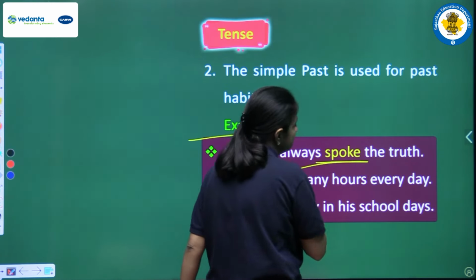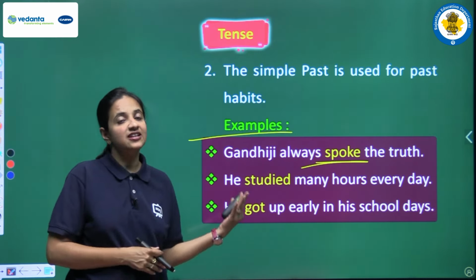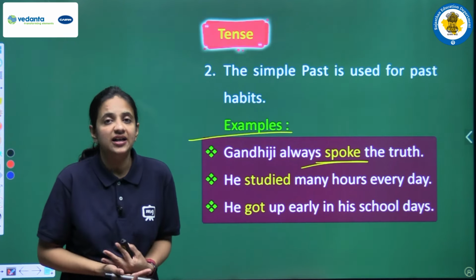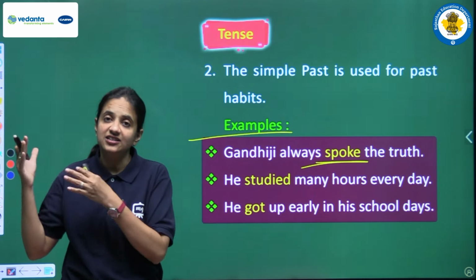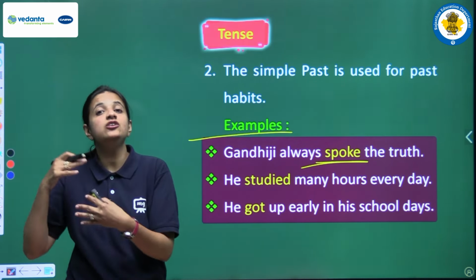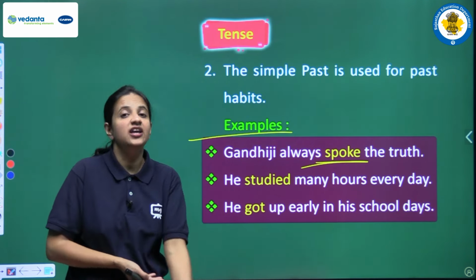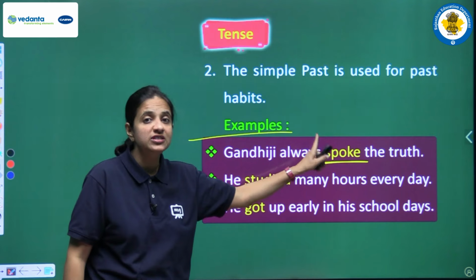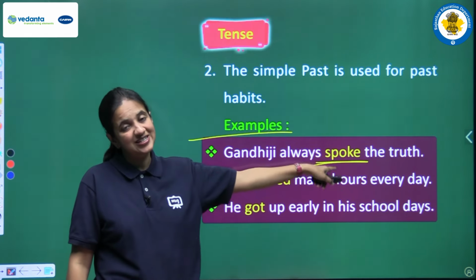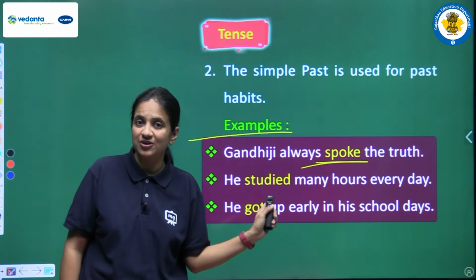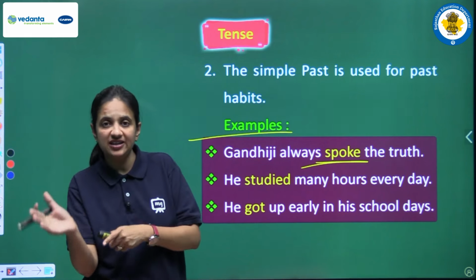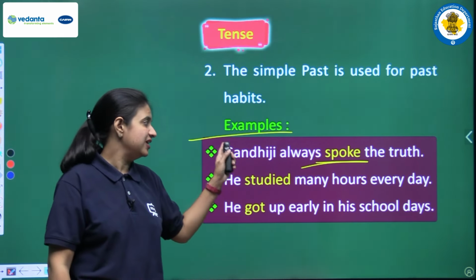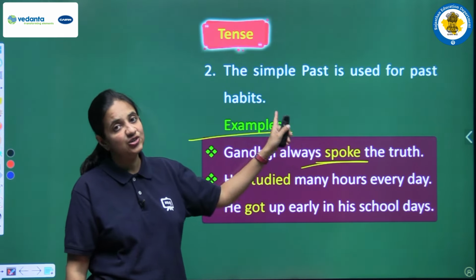This event is related with past time, because right now Gandhiji is not there. So when Gandhiji was alive, at that time he used to speak truth only. So we will write this sentence in past simple tense, and the second form of speak is spoke. Again students, just learn all the forms of the verb. The second form of speak is spoke. The sentence will be Gandhiji always spoke the truth.